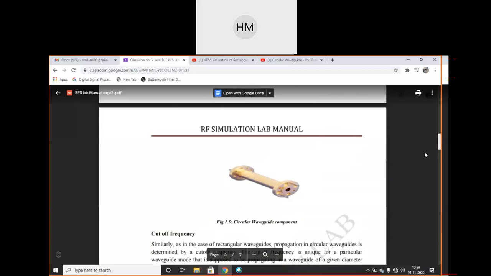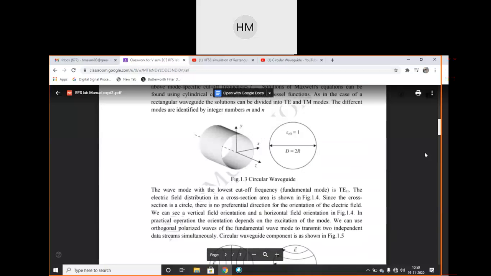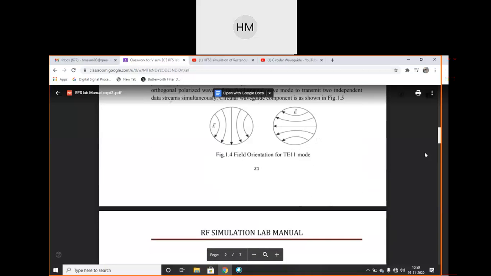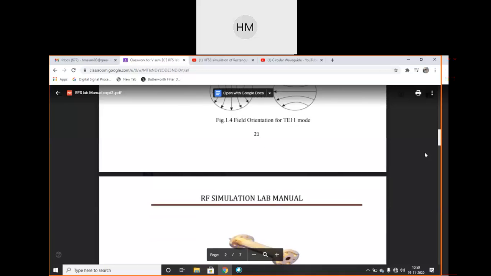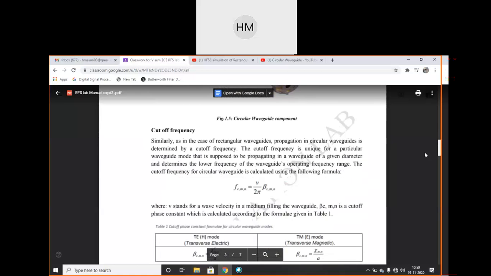Then we will talk about the cutoff frequencies. At what cutoff frequency the wave will propagate. Okay, as it is the lowest cutoff fundamental mode. So how we will define? We have defined cutoff frequency in previous experiment also, rectangular waveguide. Depending on that, we have decided the dimensions also for rectangular waveguide. Okay, so cutoff frequency. Similarly, as in the case of rectangular waveguides, propagation in circular waveguides is determined by a cutoff frequency.